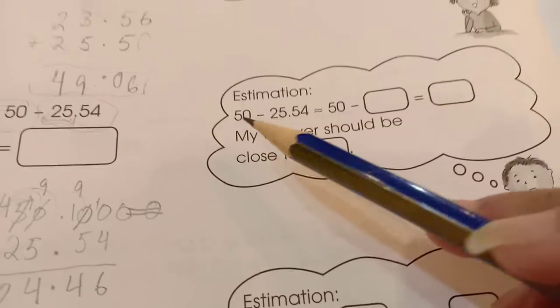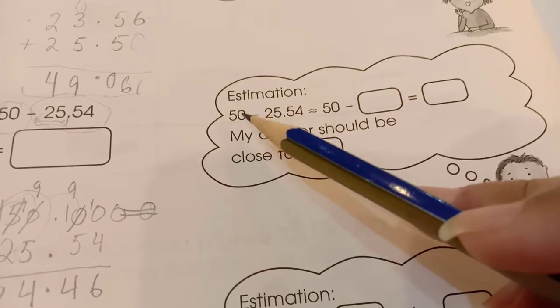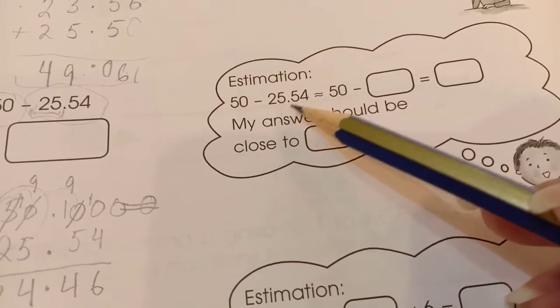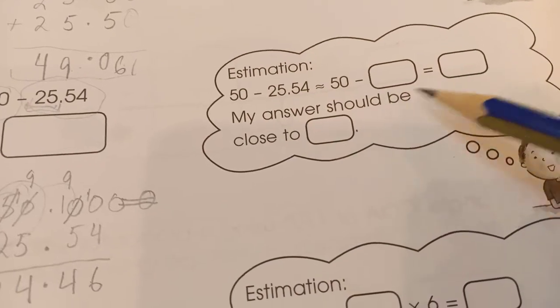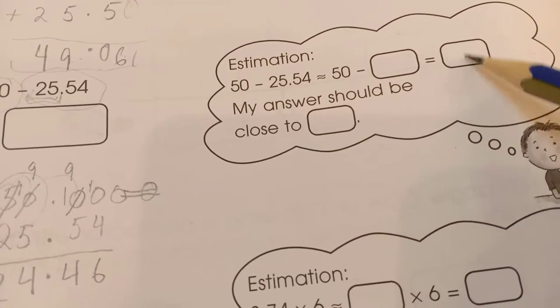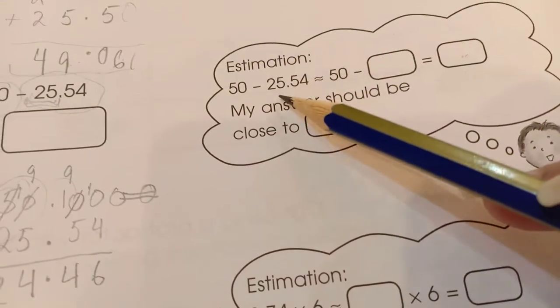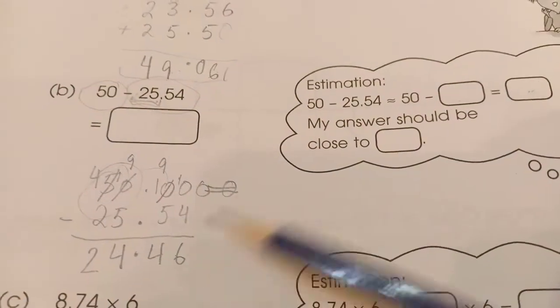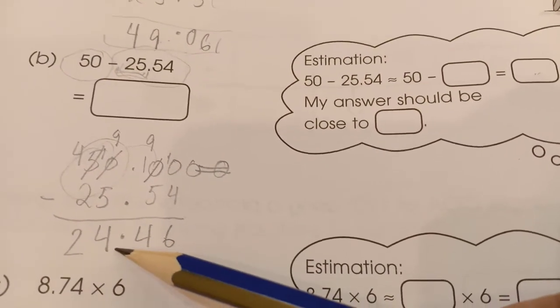Yes, it is. Similarly, we will do 50, which is already a whole number. It is not a decimal number. And we will subtract 25.54 from it, and we will write the answer. We will write the estimated value here. It will become 26. 50 minus 26 is 24. It is very close to our actual value, 24.46.